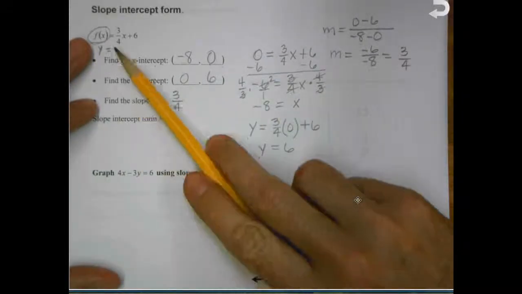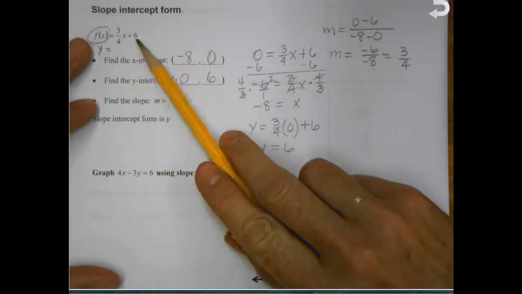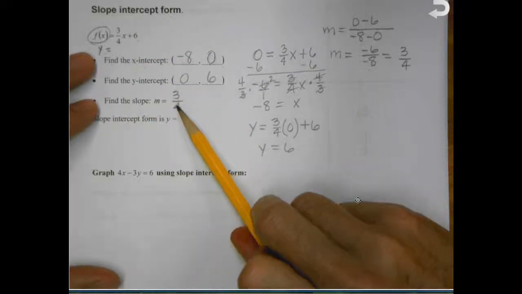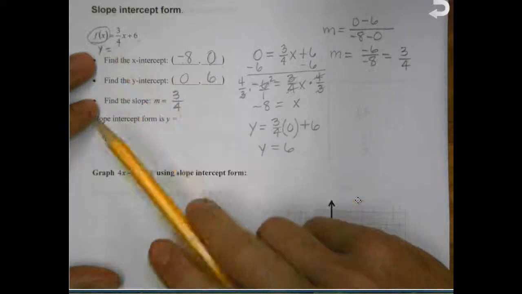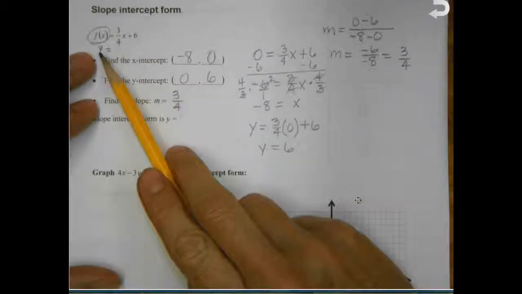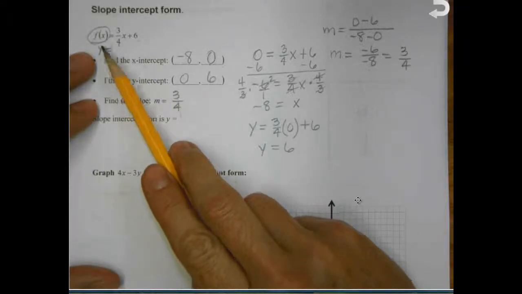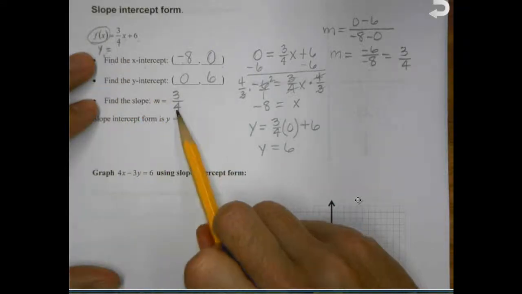Now if I come back and look at this equation that I started out with, you can see the 3/4 is here in front of the x. It's the coefficient for the x. That will always be the case if you have it solved for y. So we'll do that often. Solve for y. This is my slope right here.